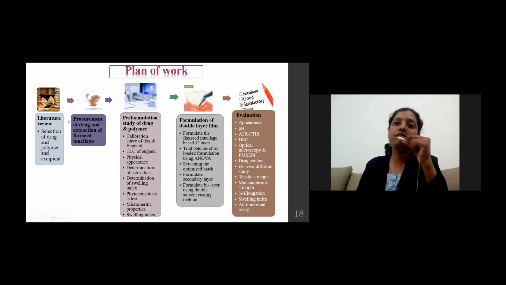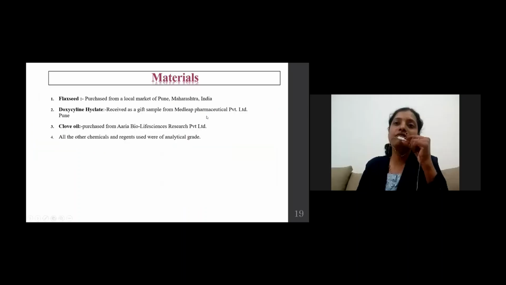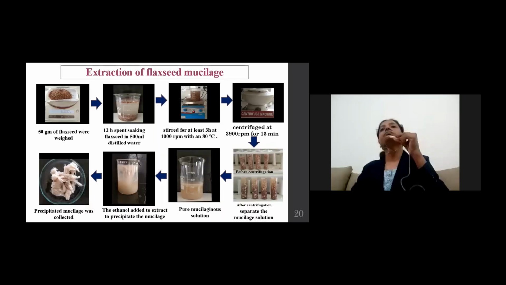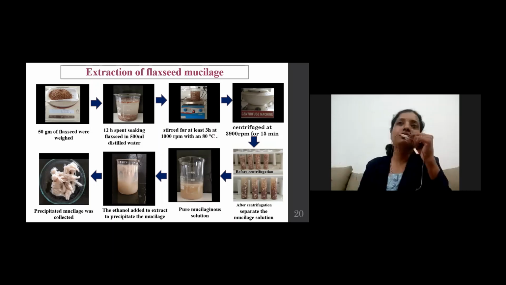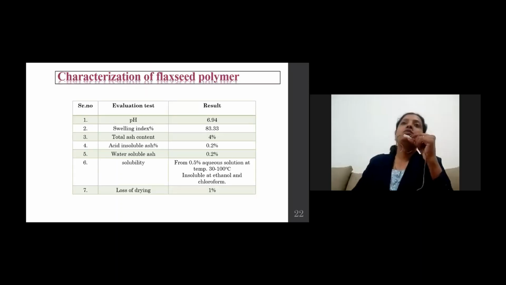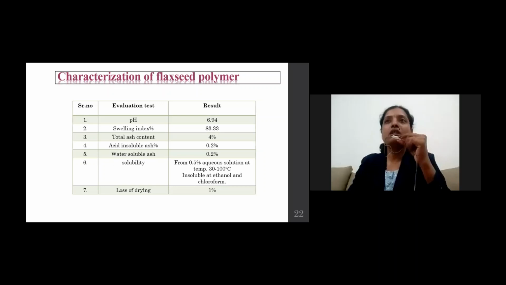It was soaked in water for a minimum of 12 hours. Then it was stirred at about 100 RPM for 3 hours and heated up to 80 degrees centigrade. Further, it was centrifuged, and the supernatant mass was separated, and finally ethanol was added to precipitate the mucilage. Mucilage was further dried in a hot air oven, and the yield was about 14%.